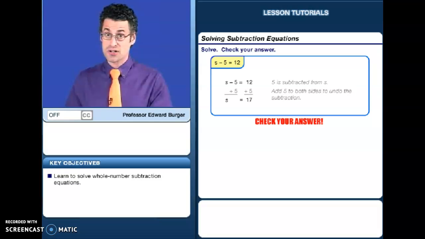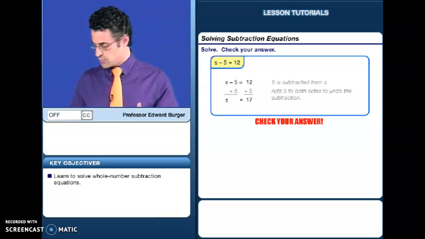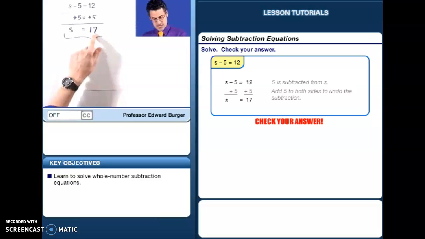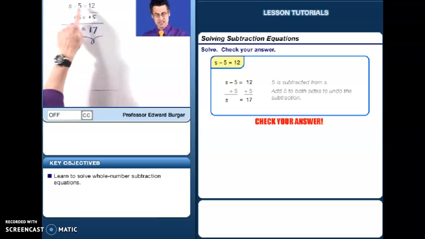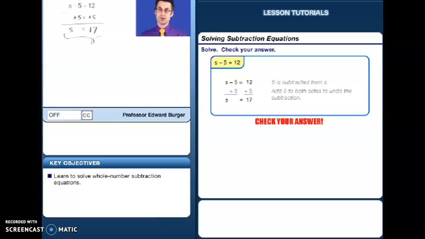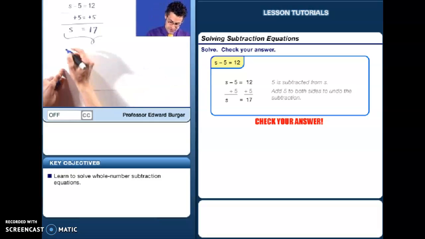We check our answer. So what I want to do now is take the 17 and insert it in for the unknown S and see if this thing is a true identity, if this thing, in fact, gives me a solution. So what do I do? I plug back in. So here's the check.